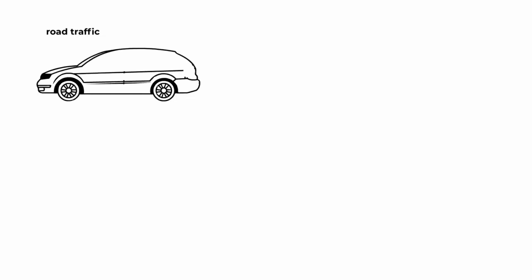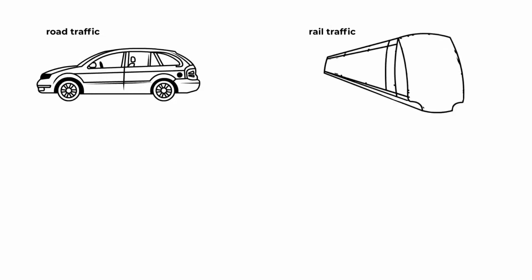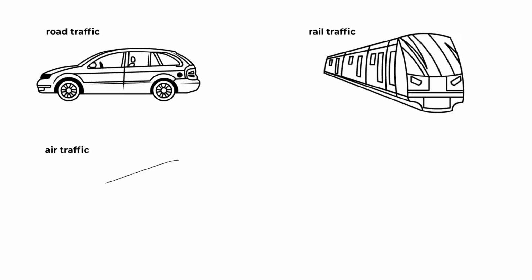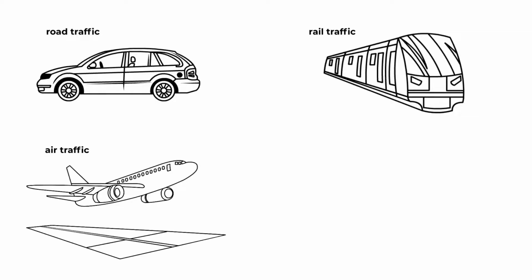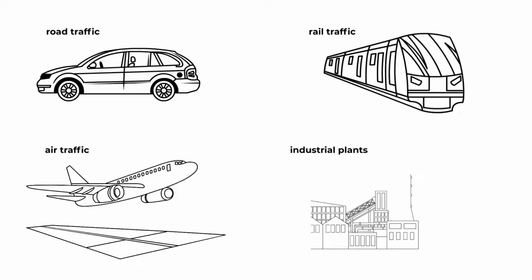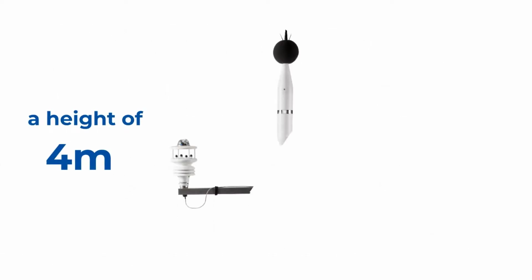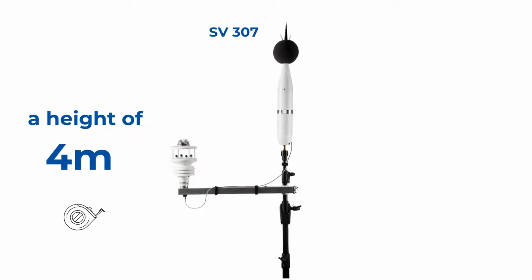Noise monitors comply with ISO 1996-2 standards and are intended to measure the following main environmental noise sources: road traffic, rail traffic, air traffic, and industrial plants. Environmental monitoring is done with noise monitors placed at a height of 4 meters in a way to minimize the influence of residual sound from non-relevant sound sources.